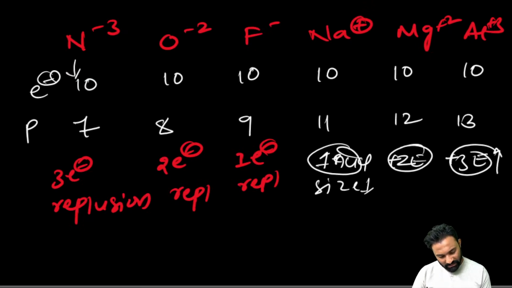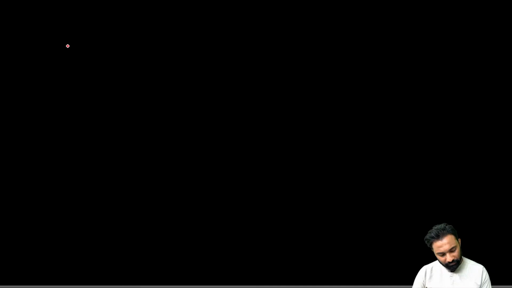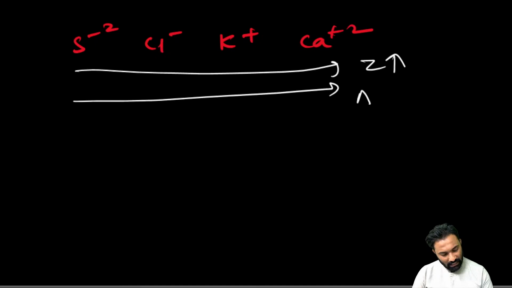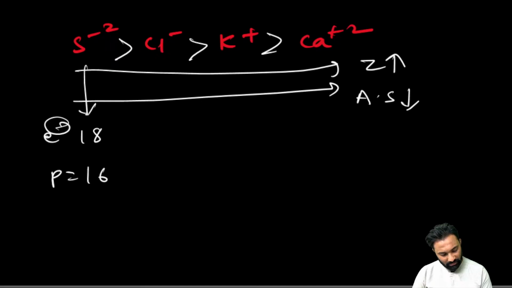But when it comes to the same thing, if you go for S minus 2, Cl minus, K plus, Ca plus 2, in this manner also, as I said, if the atomic number Z is increasing, atomic size decreases. S minus 2 has the highest size, then Cl minus. Why? Here the electrons are 18, protons are 16. Here electrons are 18, protons are 17. Here electrons are 18, protons are 19. Here electrons are 18, protons are 20.